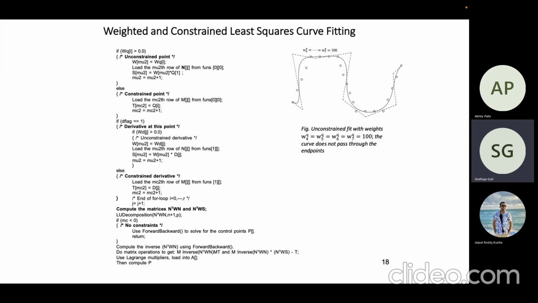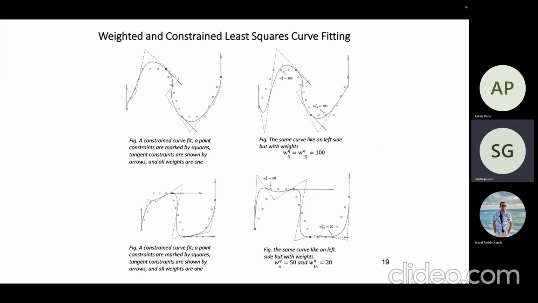And if you look at the picture over here, it has unconstrained fit with weights, where every weight is equal to 100, and the curve is not passing through the endpoints. These are basically pictures. In the first one, we can see a constrained curve fit, where point constraints are marked by squares, tangent constraints are shown by arrows, and all the weights are 1. Whereas the second picture is similar to the first one, but with weights. The weights are equal to 100.